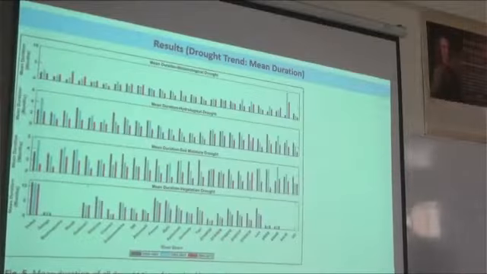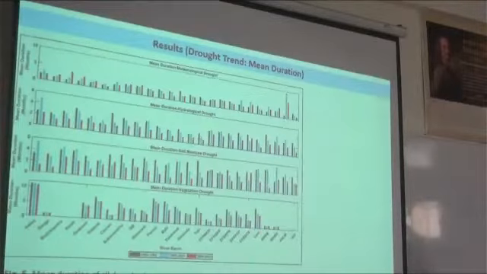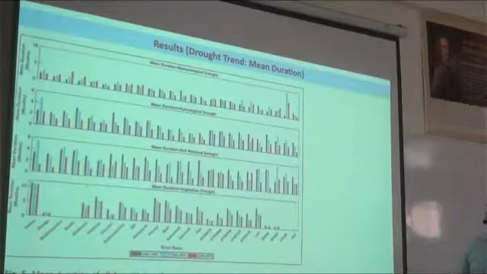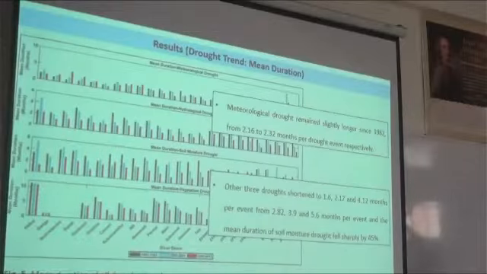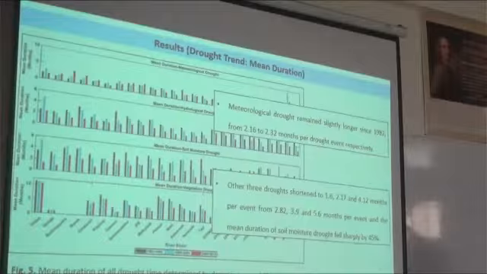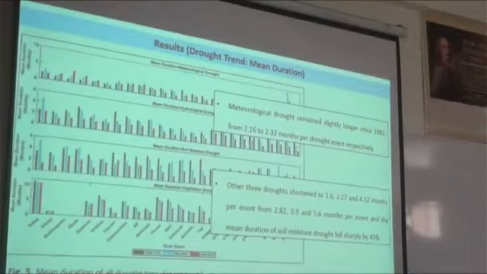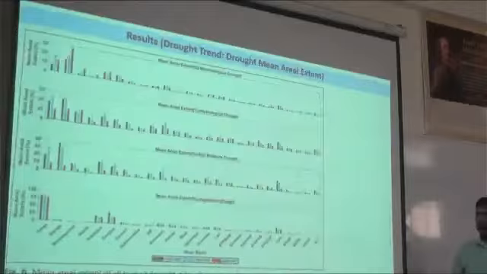Then we have the result of drought trend, in which initially we show the mean duration, how the duration is changing on a decadal basis. We found that meteorological droughts remain slightly longer since 1982, increasing from 2.16 to 2.32 months every year. However, the other three are showing a decreasing pattern.